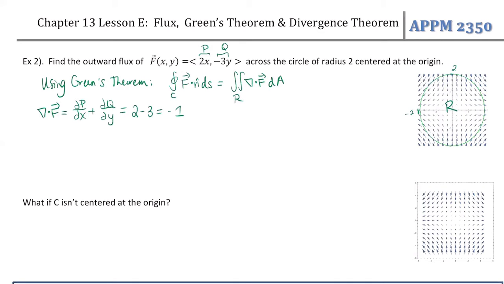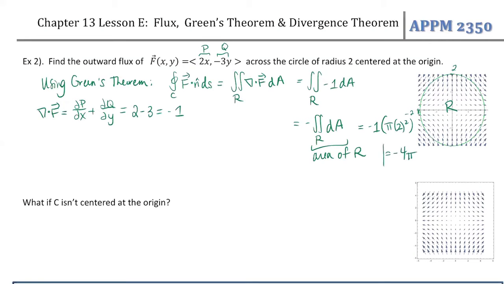So if we actually integrate this, I'm going to get the integral of negative 1 dA over this region. Now I could, if I wanted, switch to polar at this point because I'm integrating over a circle. But I could also just use geometry because this is the area of the region R, and I can tell this is negative 1 times pi r squared, so pi times 2 squared, and so that's going to get me back to negative 4 pi, just like we did last time.